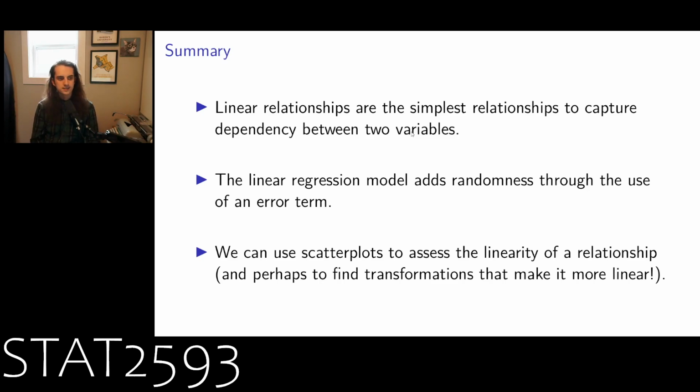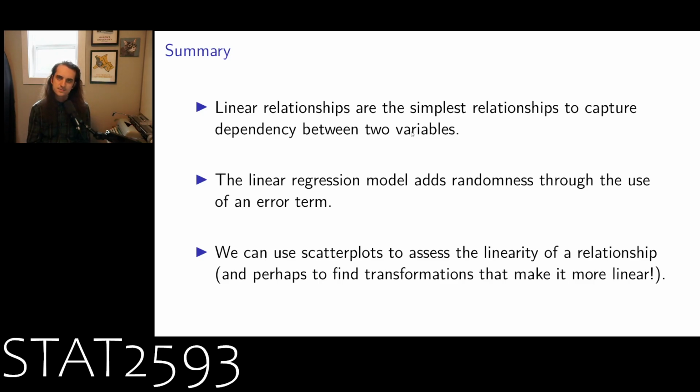But to summarize what we looked at today, linear relationships are about the simplest relationship that we could imagine between two different variables. A linear regression takes that simple linear relationship and adds a noise term onto it, which allows us to say that it's going to be a probabilistic relationship instead. It allows us to capture real life relationships that aren't going to be perfectly linear, but are close enough for us to be able to make predictions or make inferences about these relationships. We can use scatter plots to assess the linearity of our relationships. And sometimes we're going to use those scatter plots to find transformations that might make the data more linear.